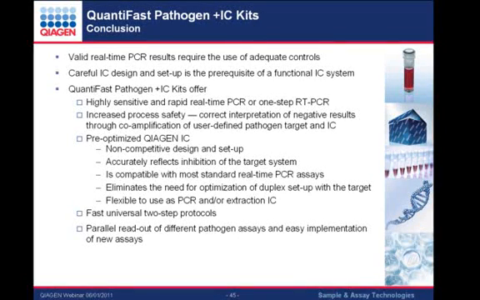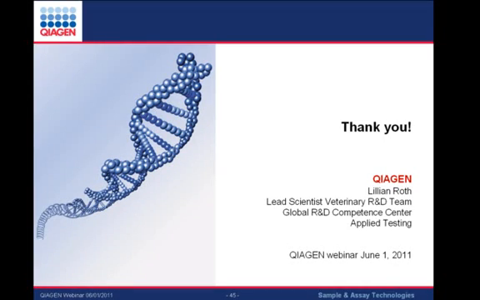The QIAGEN internal control system is based on a non-competitive design and setup. It accurately reflects inhibition of the target system, and the internal control is compatible with most standard real-time PCR assays and eliminates the need for optimization of duplex setup with the target. The internal control can be flexibly used as a PCR or an extraction internal control. The Quantifast Pathogen+IC kits run with fast universal two-step protocols which allow for parallel readout of different pathogen assays and easy implementation of new assays.